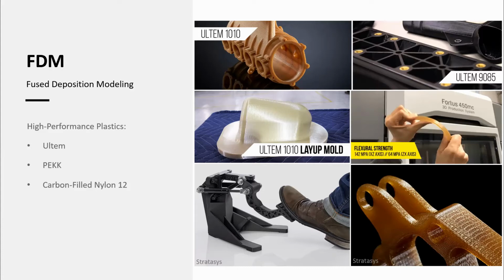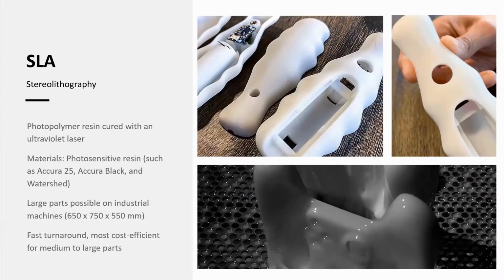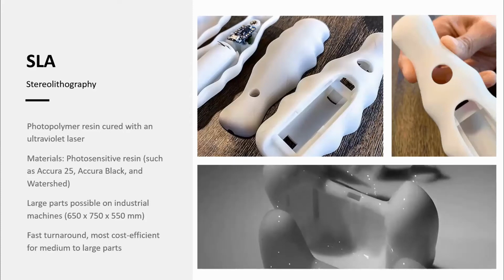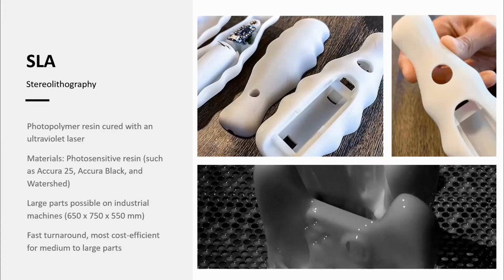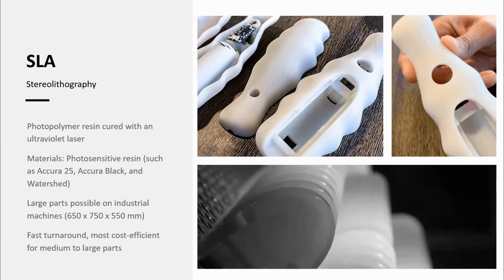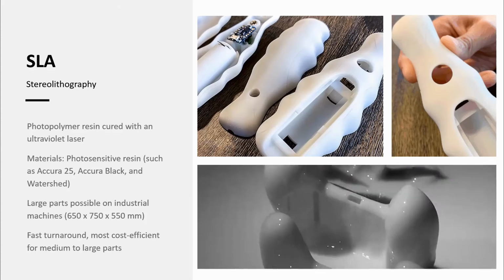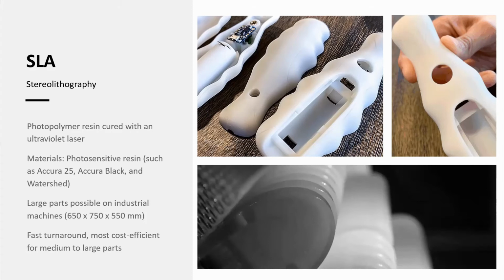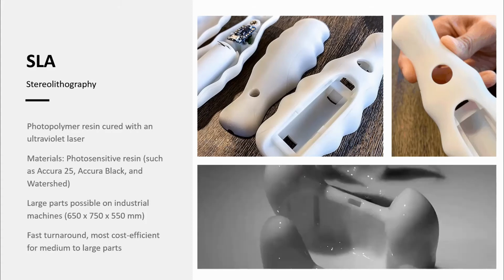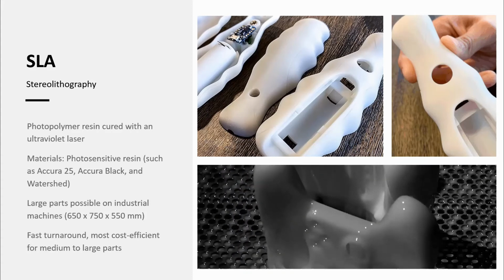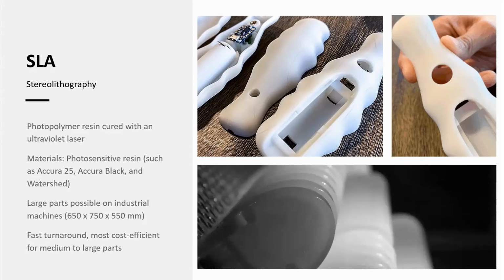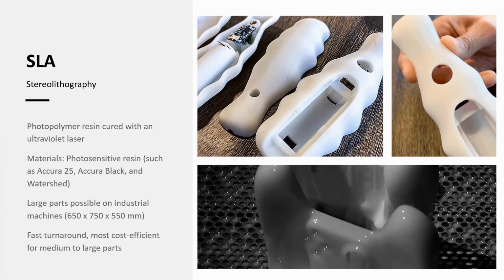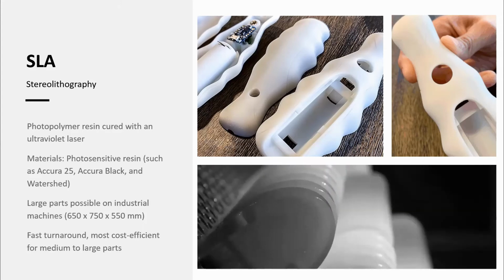SLA, or stereolithography, is usually the process that most people are familiar with in addition to FDM because of the availability of desktop SLA printers. Now, with industrial SLA printers, we're able to print much larger parts. And so SLA is often very cost efficient for medium to large parts because those parts can be printed on one build very quickly.